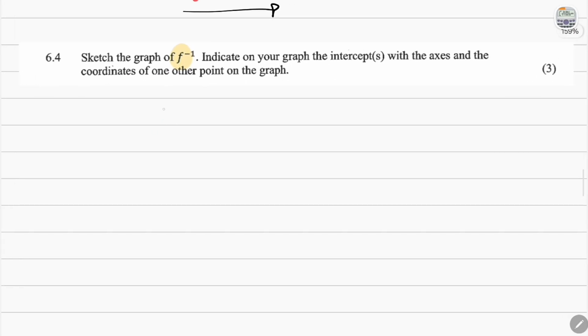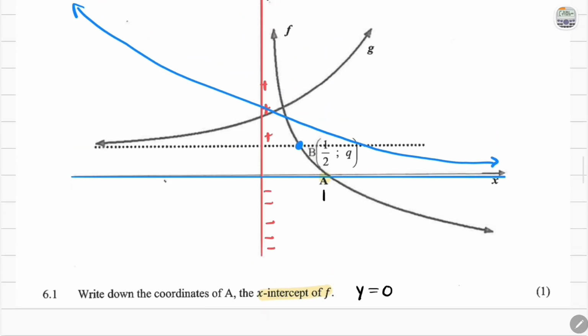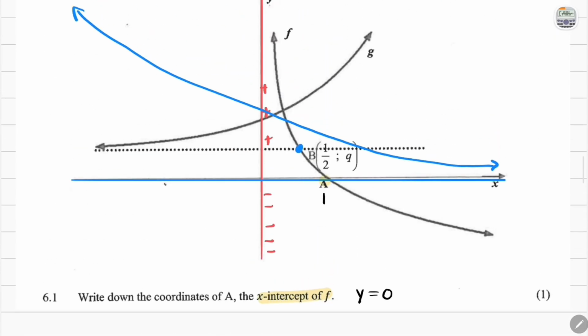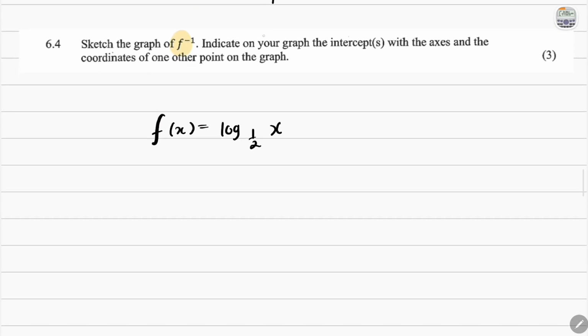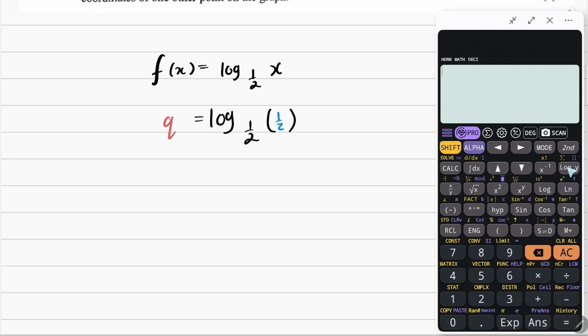So let's write the log graph. This is f of x is equal to log, and our base is a half, and in place of x, substitute 1 over 2, and then in place of y, substitute q. So we're saying q is equal to log, and our base is 1 over 2, and in place of x, we're substituting a half. Okay, now this can be found on your calculator. So just say log and then put that base as 1 over 2, and this is 1 over 2. And there we go. It's 1. So Q is equal to 1.